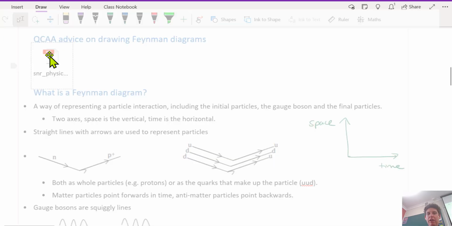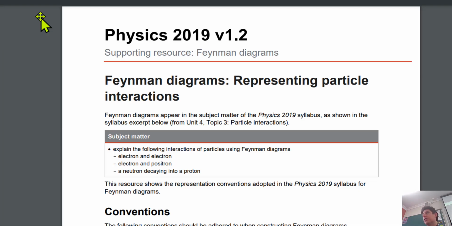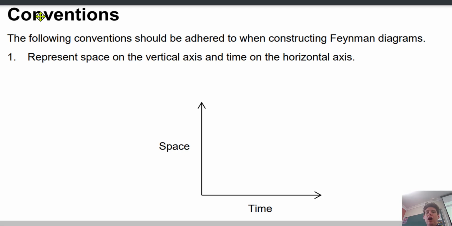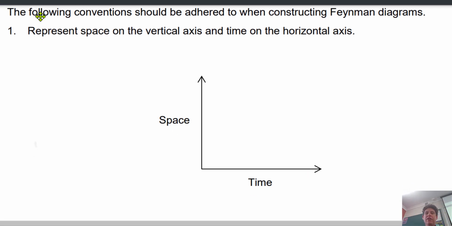So there are four, what are they called? Conventions. The first one is a Feynman diagram is drawn on a space versus time. We read it from left to right, okay? So as time progresses, yeah? So that's the first convention.